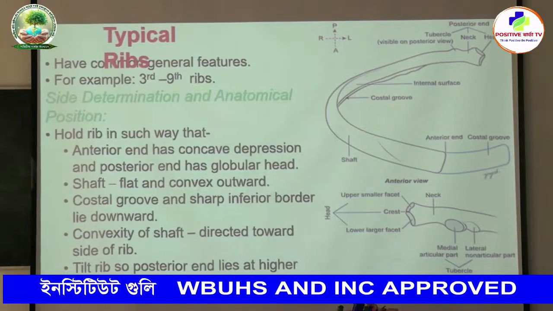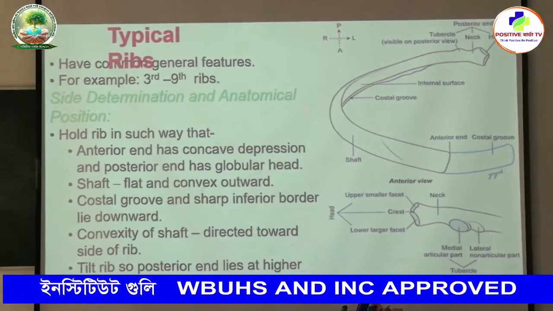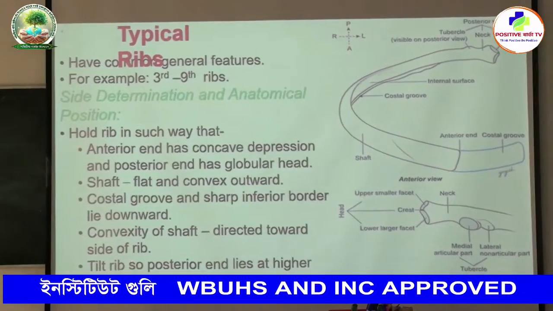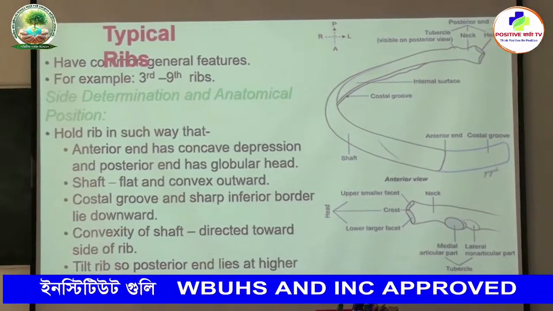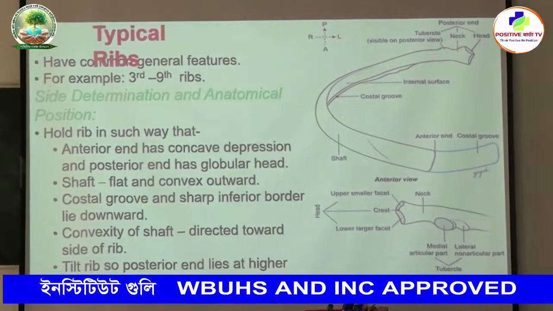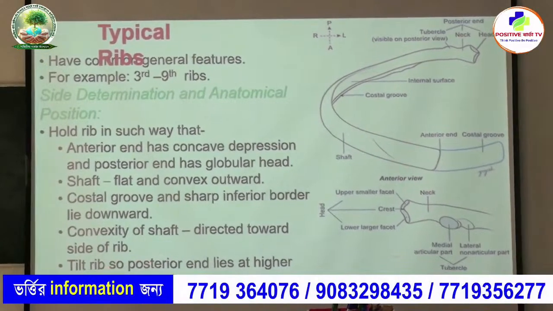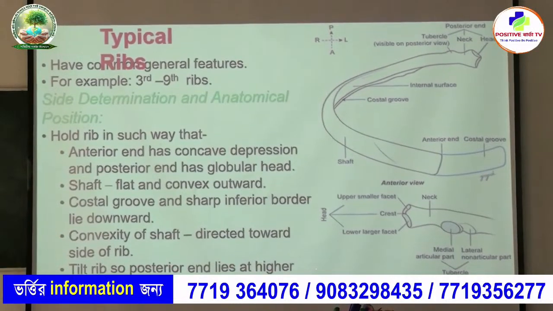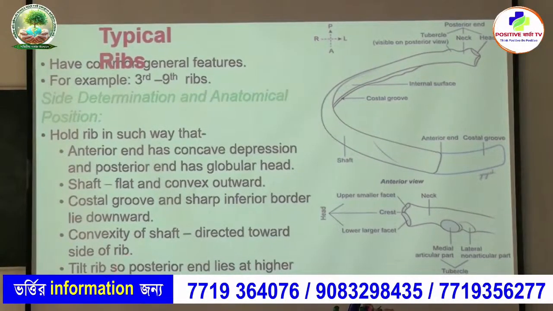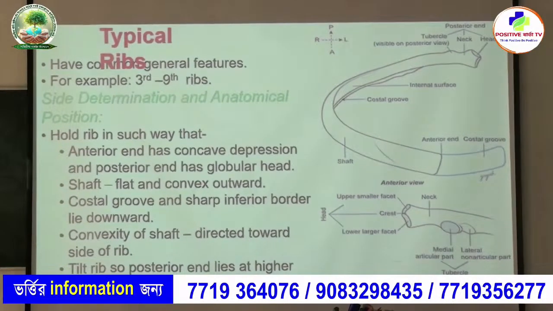Okay. So this convexity is directed to this side, that is right side. So this is a typical rib of the right side. Okay. And the rib is tilted. This head end is slightly above this anterior end. So tilt the rib. So the posterior end lies at a higher level than the anterior end. So this will be the anatomical position of the typical ribs.